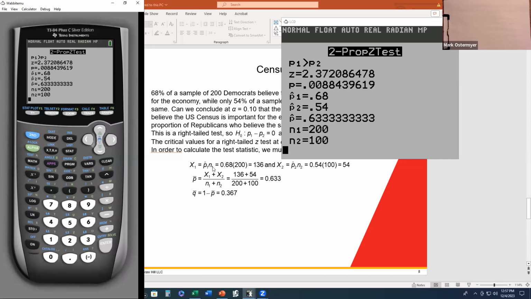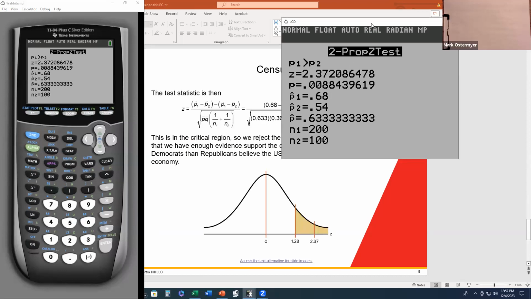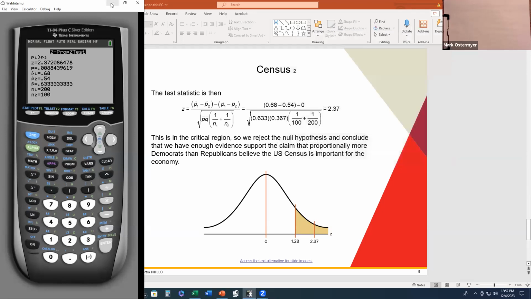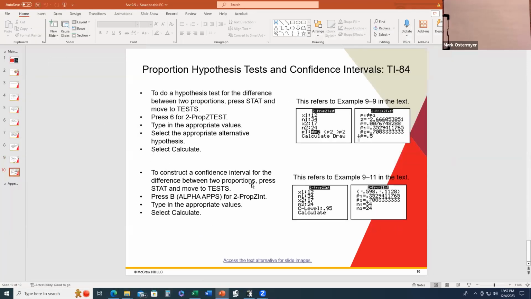Test statistic, notice, comes out to be about 2.37. Yeah, this one's very close. Look at that. Okay, so yeah, that's your p-value method for conducting the test. Very small p-value, we reject the null hypothesis. And basically you have the same conclusion. All right, so hopefully this is making sense here. This is just emphasizing how to do things on the calculator.